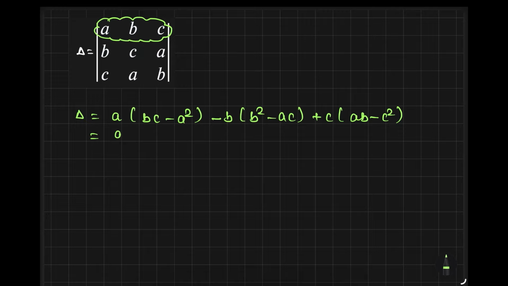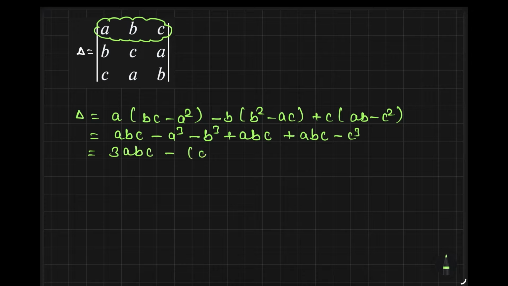So we got ABC minus A cube. We got minus B cube plus ABC. We got ABC minus C cube. So we have 3 times ABC minus (A cube plus B cube plus C cube). So this is your result which you have to memorize.